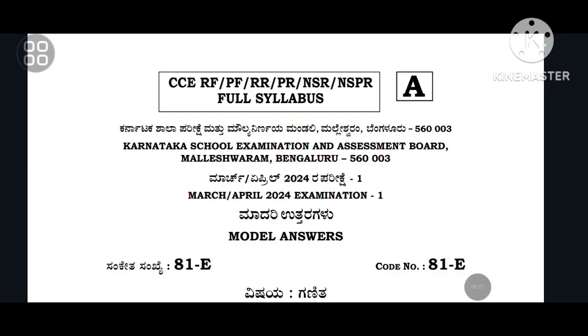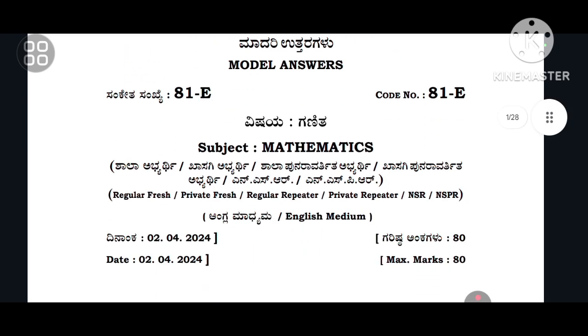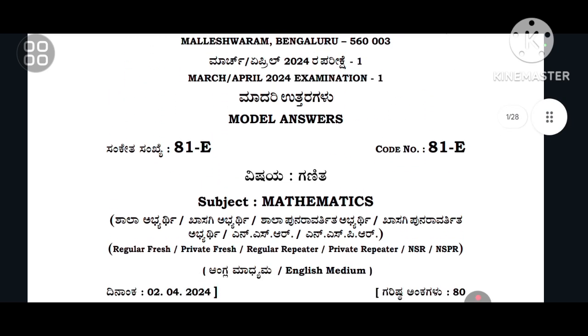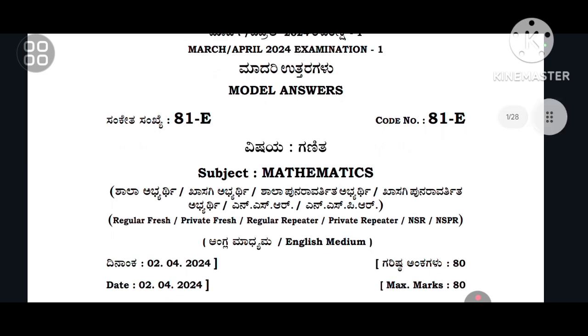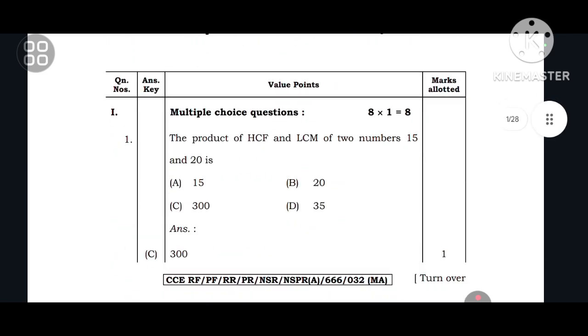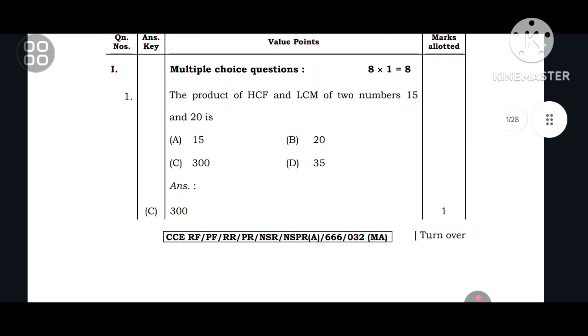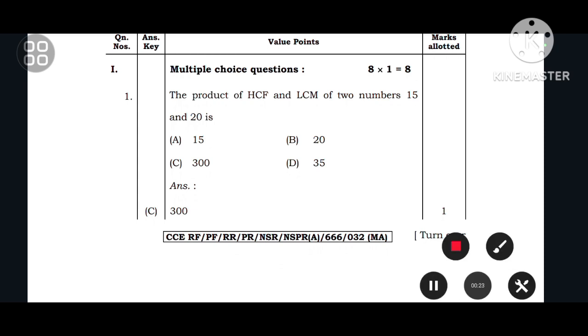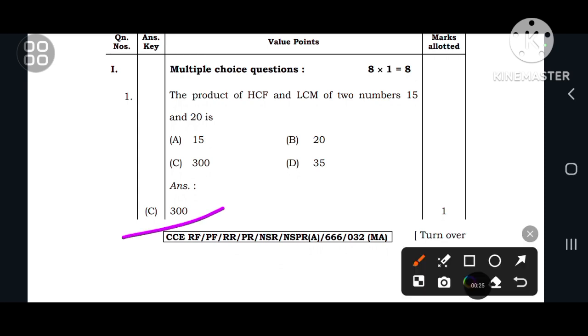So we start with the question paper, that is Mathematics, subject code 81, and the year 2024, and this is the examination 1 which was conducted by the KSEEB board. Coming to the first question, the product of HCF and LCM of two numbers 15 and 20 is... Option C is correct. You can see here the answer.